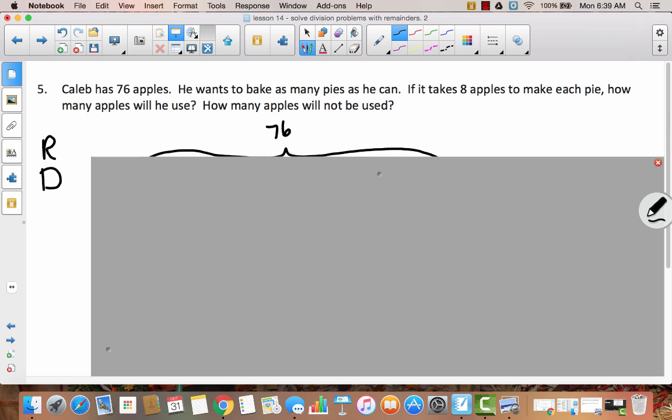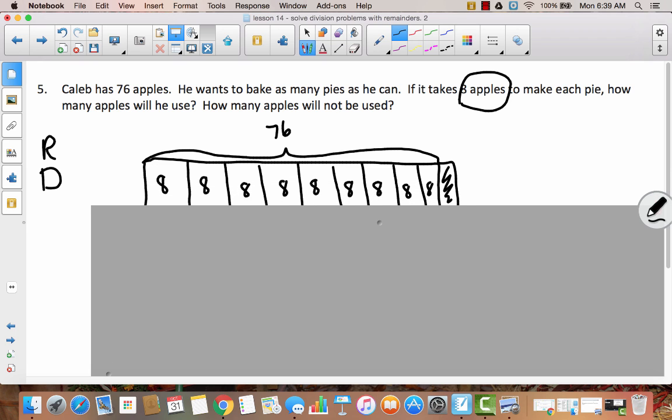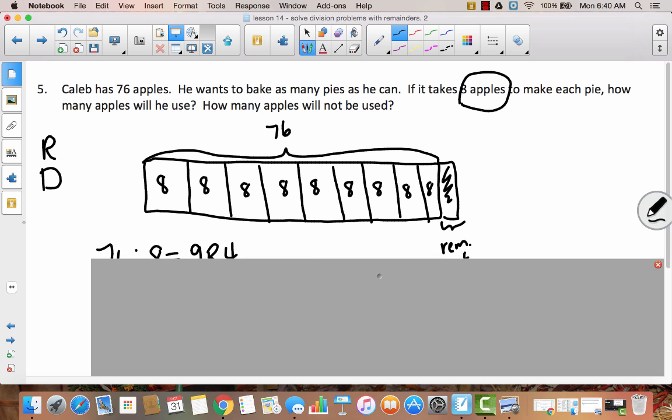So we knew that there were 76 apples, and we had 8 apples each pie. So this was how much was in each group. So I was trying to figure out how many 8s I could get out of 76. So when I started counting, I had 8, 16, 24, 32, 40, 48, 56, 64, 72. So I finally ended up right here, I ran out of apples. So then that ended up being my remainder of 4 apples.